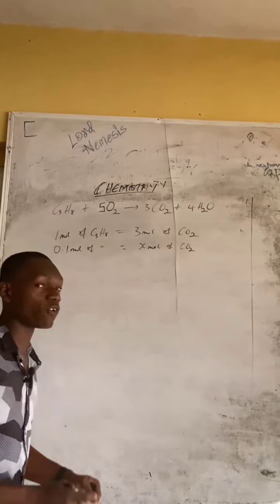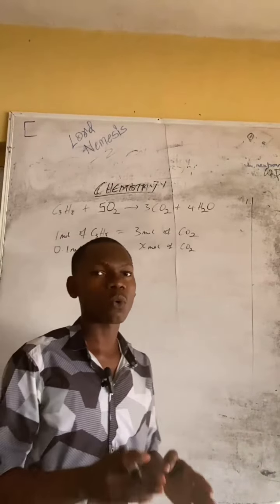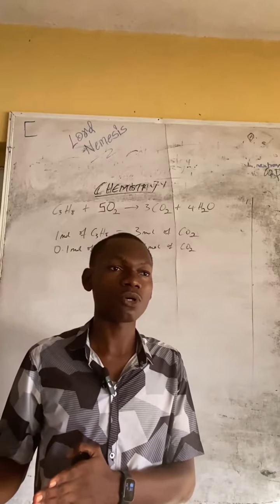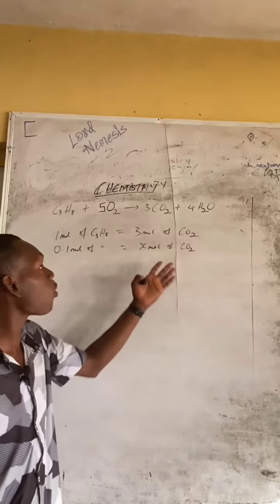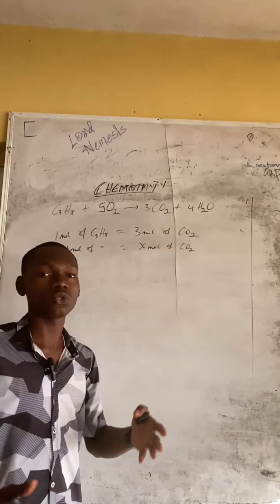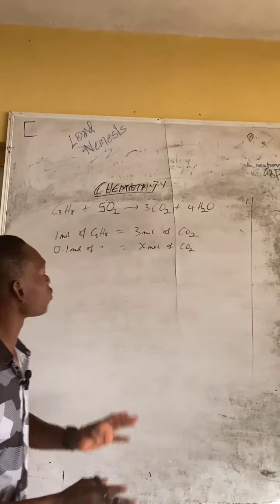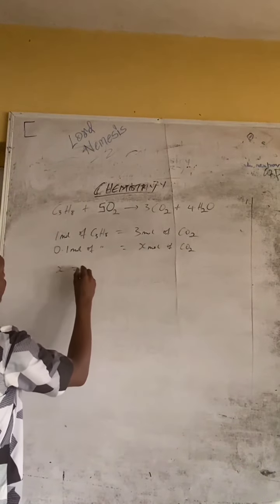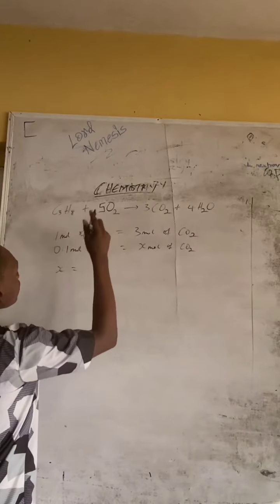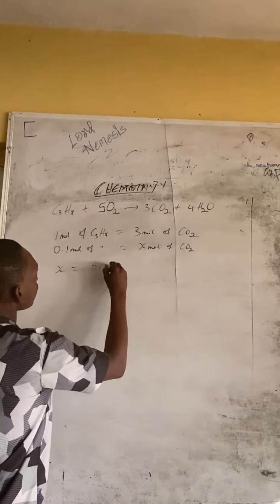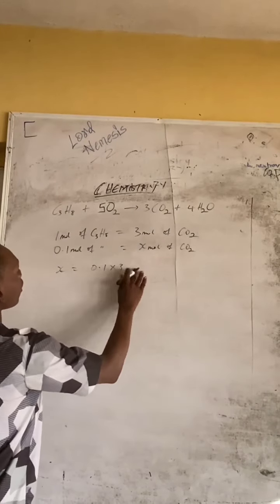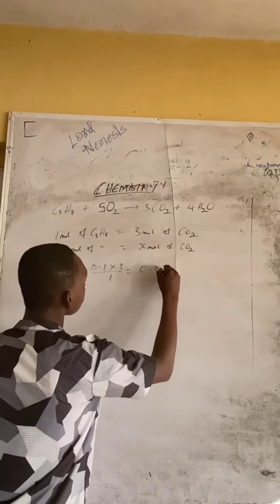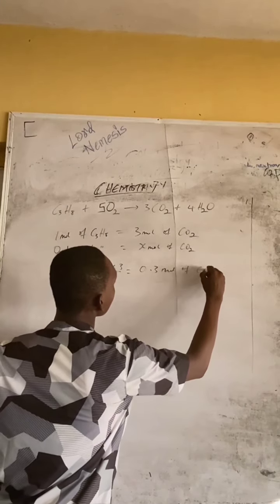Remember, we are asked to calculate the volume, but remember that 1 mole of a gas is equal to 22.4 dm cube. So we want to first of all know the mole of the gas, and then we equate it to the standard temperature and pressure. So what we simply do, how do we solve for x here? x equals 0.1 times 3 divided by 1. This will simply give us 0.3 mole of CO2.